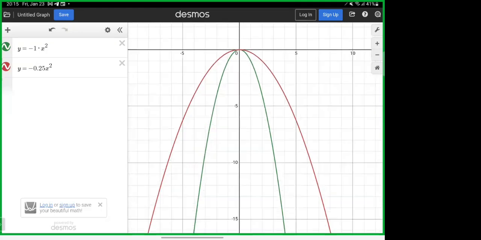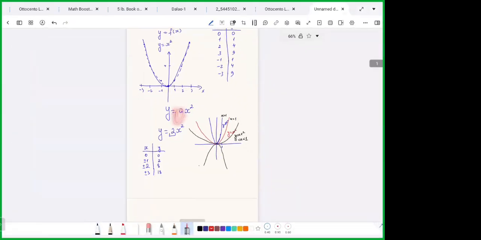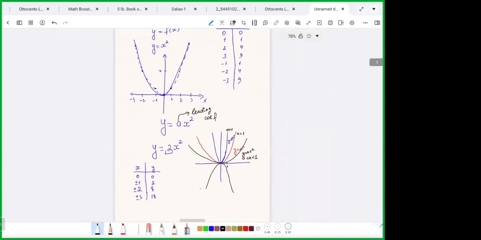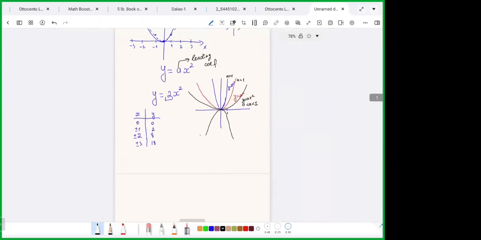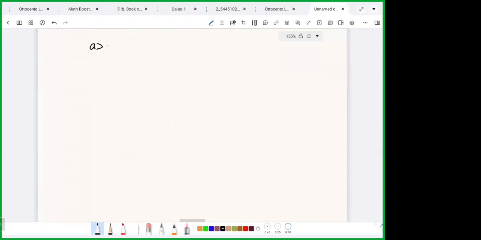So when the leading coefficient, some guys call this one slope. No, this is not slope. It is leading coefficient. Yeah, guys, it is leading coefficient. So when a is negative, your parabola will be downward. Okay, conclusions. When a is greater than 0, your parabola will be upward, like this. When a is less than 0, your parabola will be downward.